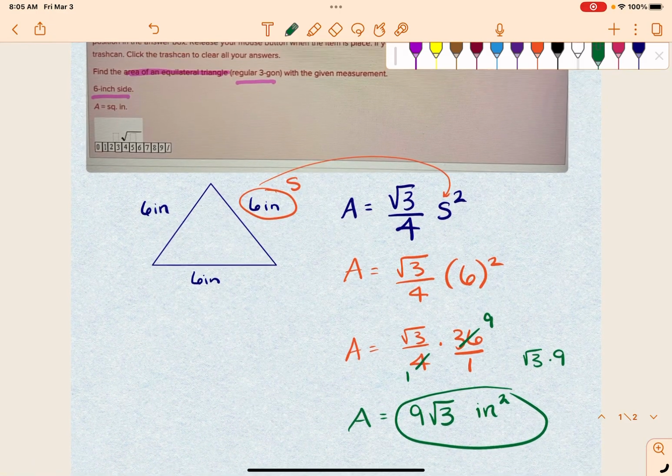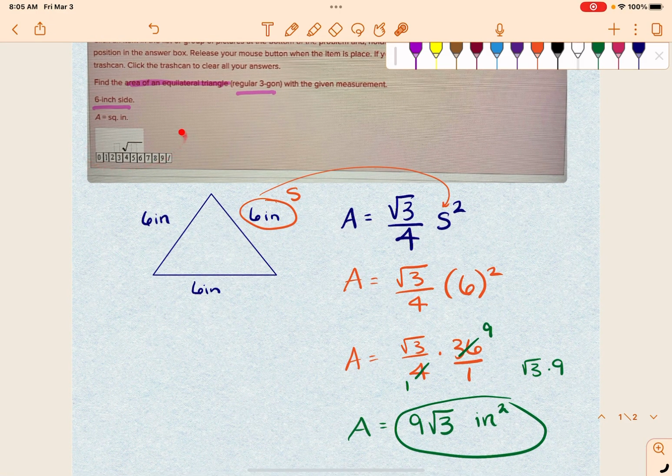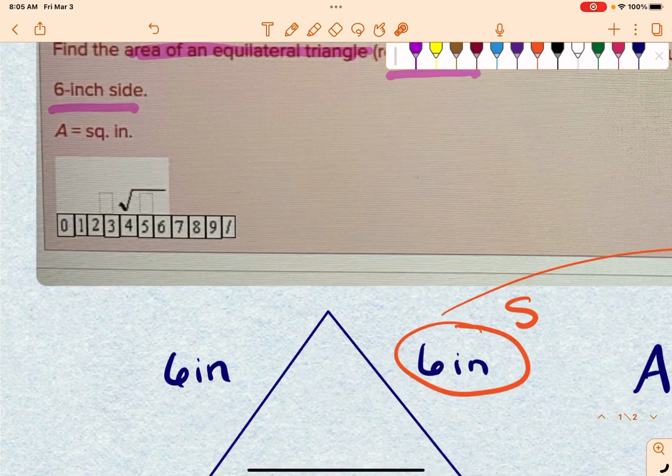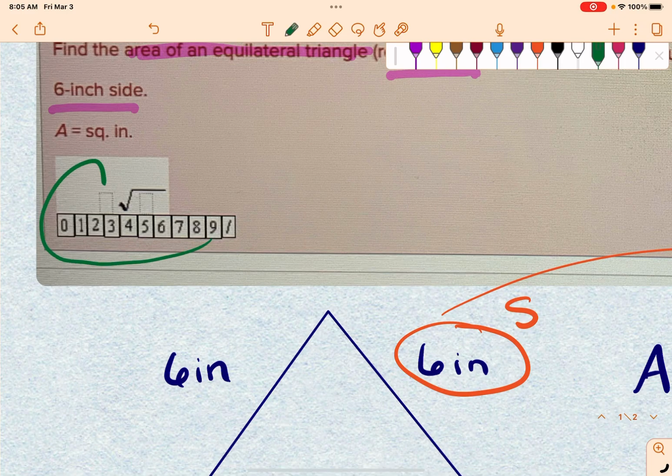Okay, now back to this little thing they give us up here. That means that I would have to take this 9 and drag it here. And I would have to take the 3 and drag it underneath. Okay, that's basically the way that it works.